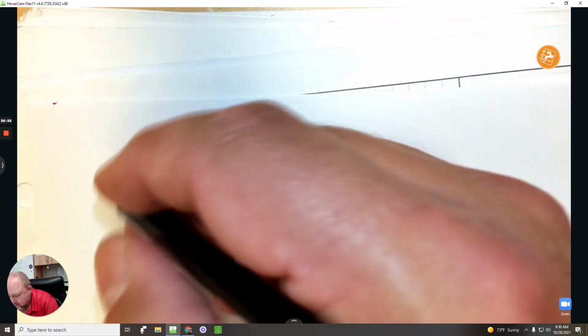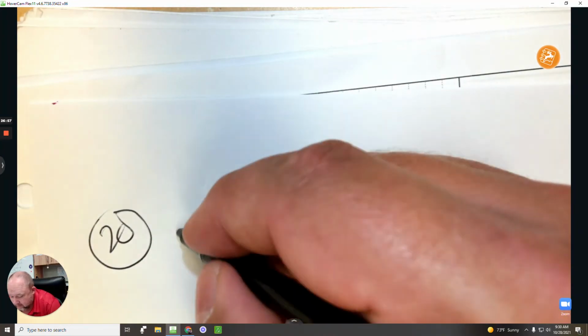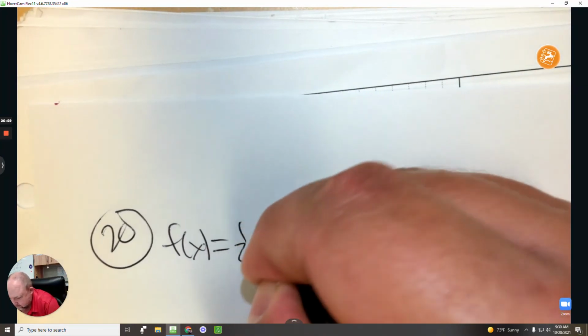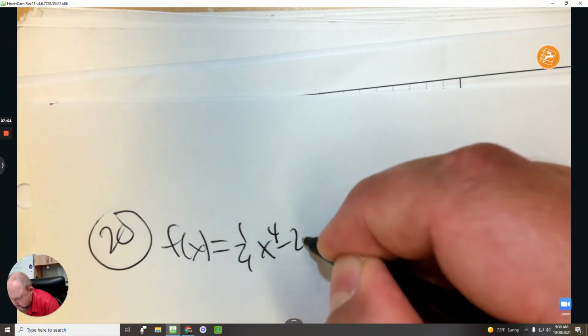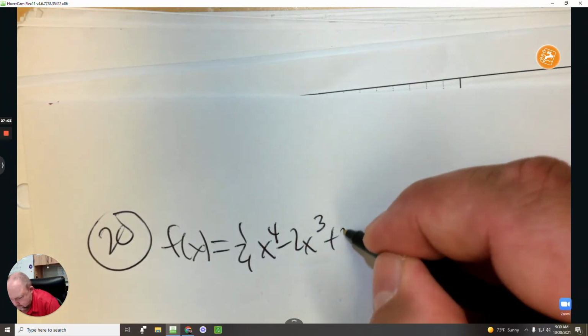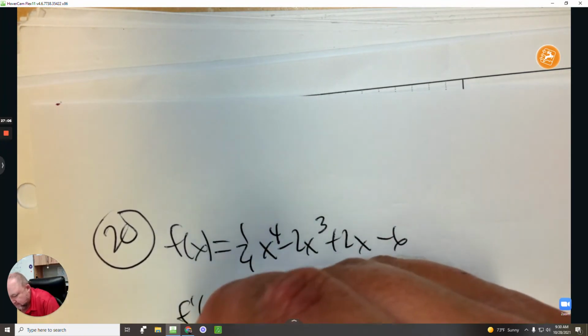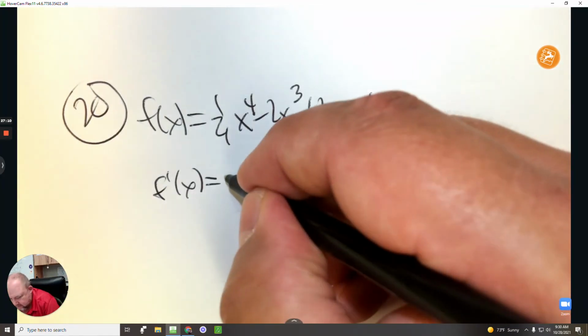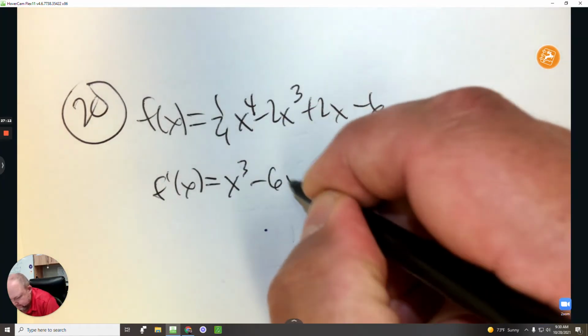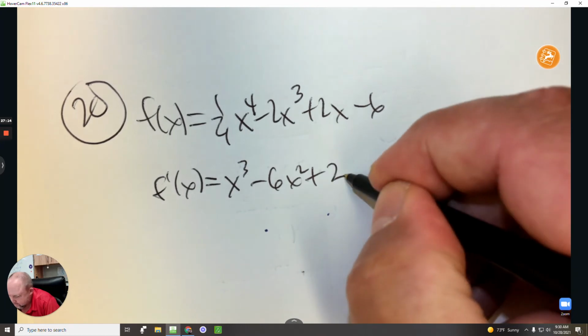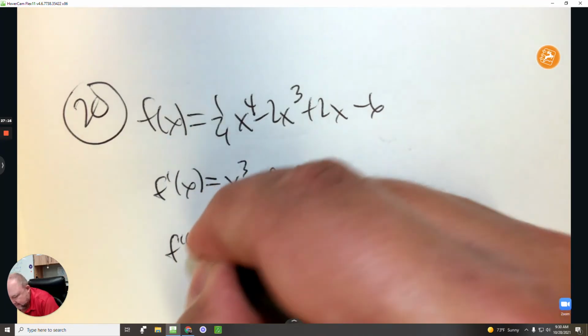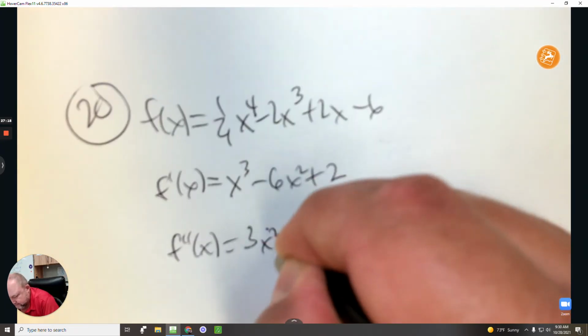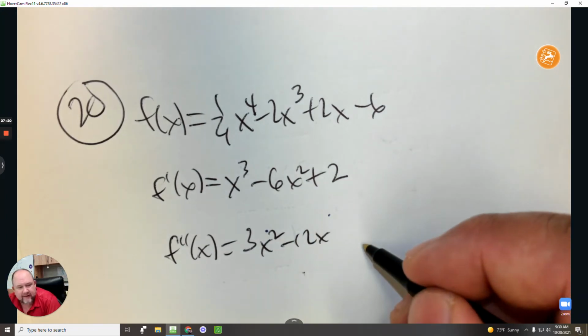Number 20. It says find all the points of inflection. To find the points of inflection, I need to take the second derivative, but I first need the first derivative, then the second derivative, and then set it equal to 0.